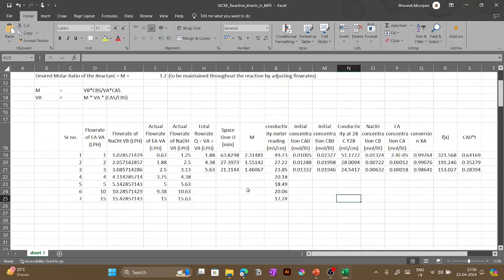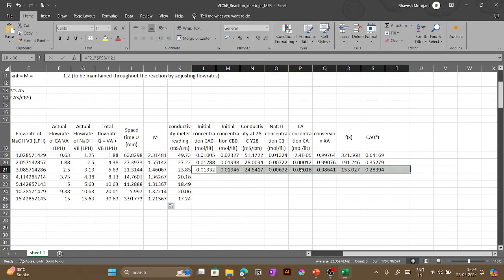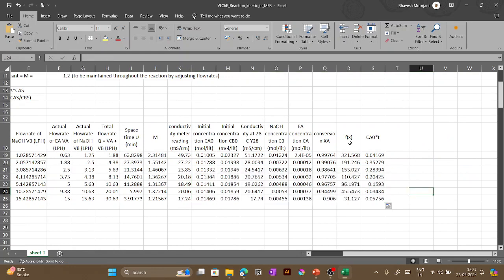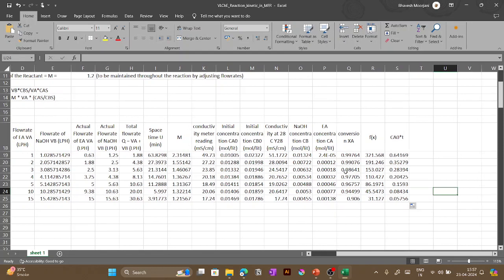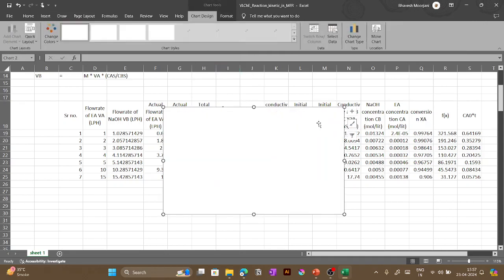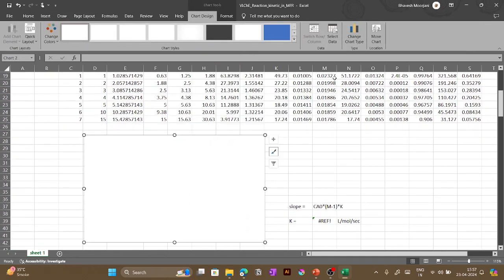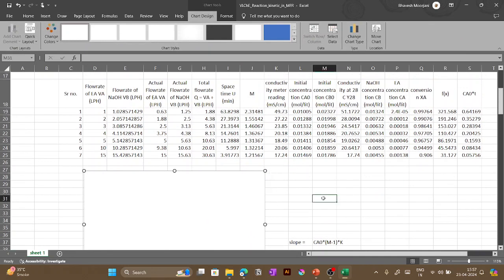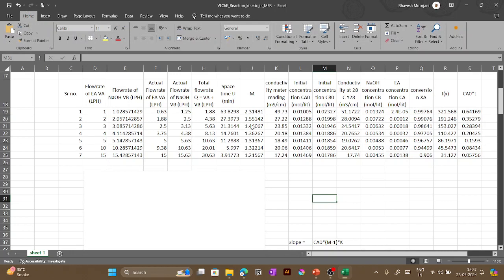Right, now coming to the calculation part. So let's see here. What happens? Calculate all the values, and now we have data of fx versus ca0 t or tau. Okay, and then we can plot this data. So you can see one thing, that although the value of m is not constant, we try to make it near constant, still it's fluctuating, and that will happen in an actual experiment also.